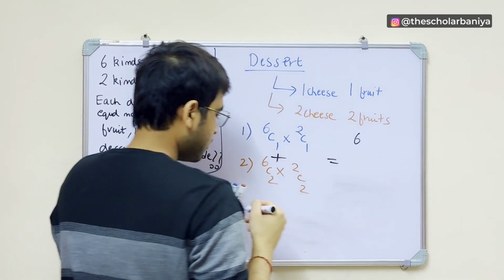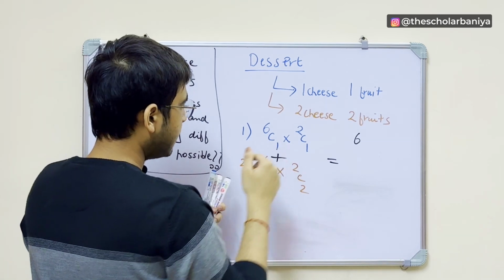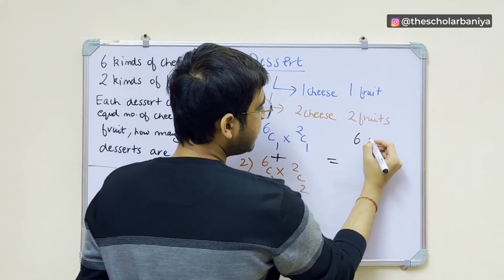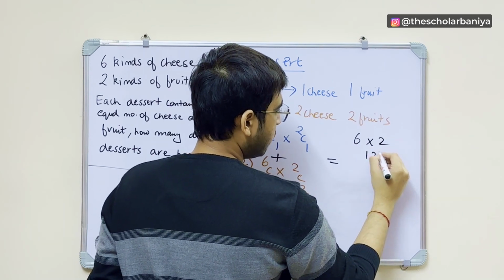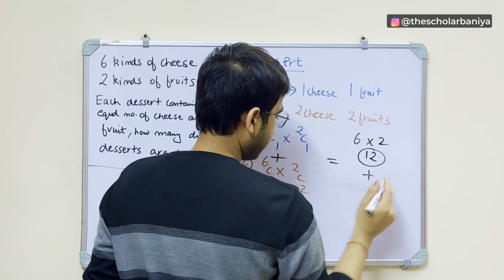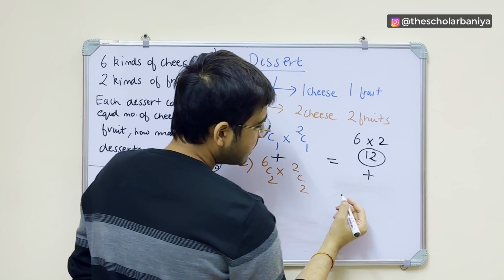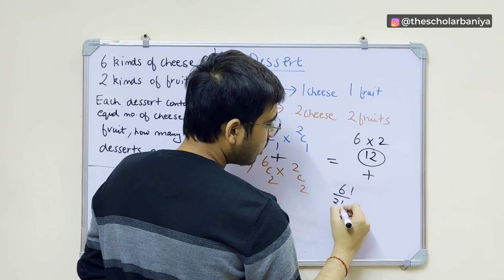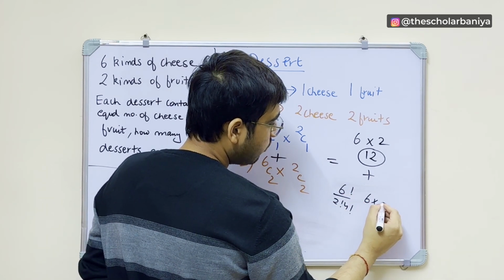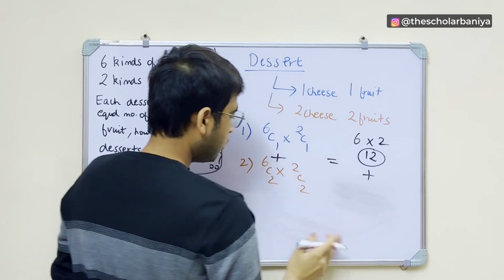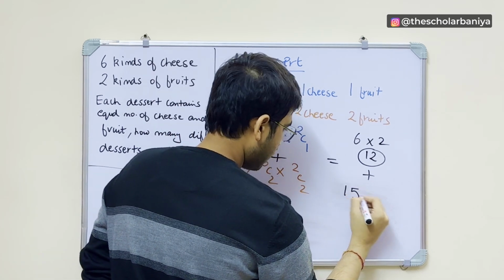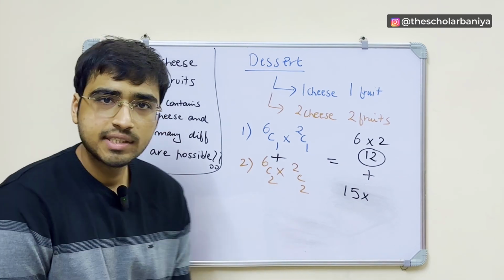Okay. So now tell me one thing. 6C1 is 6 into 2C1 is again 2, right? So this comes out to be 12 plus. What is 6C2? 6C2 is 6 factorial upon 2 factorial, 4 factorial. So 6 into 5 upon 2, which is 15, right? So this comes out to be how much? 15 into. What is 2C2?